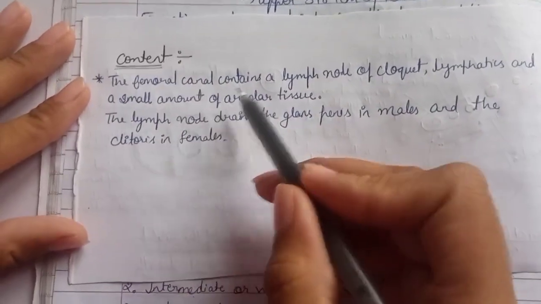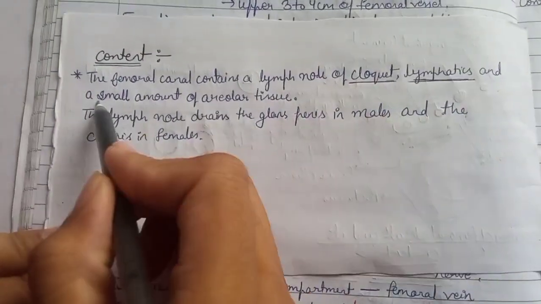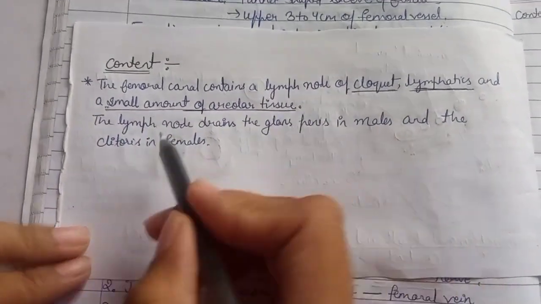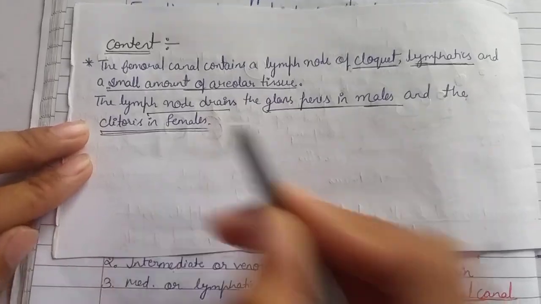Content. The femoral canal contains a lymph node of Cloquet, lymphatics and a small amount of areolar tissue. The lymph node drains the glans penis in males and the clitoris in females.